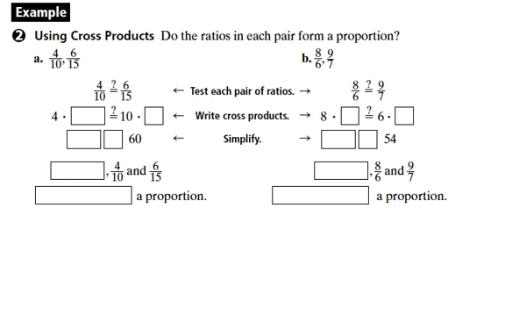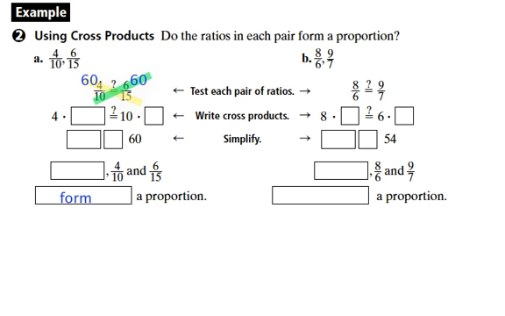Let's try a couple more. Do the ratios in each pair form a proportion? We're going to cross multiply. 15 times 4 is 60. 10 times 6 is 60. Since the cross products are equal, then they are a proportion.